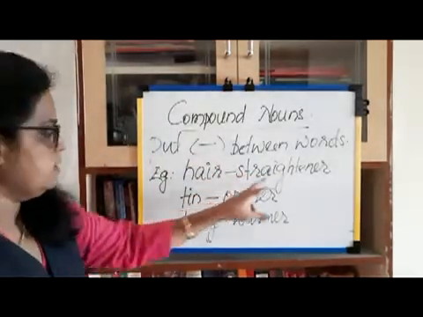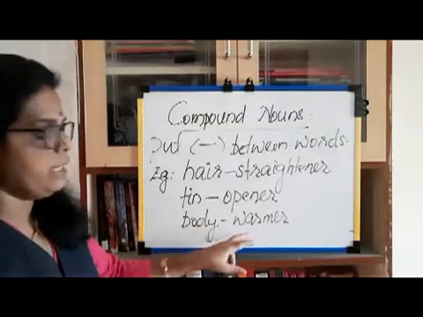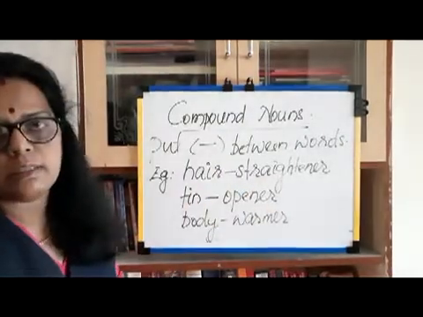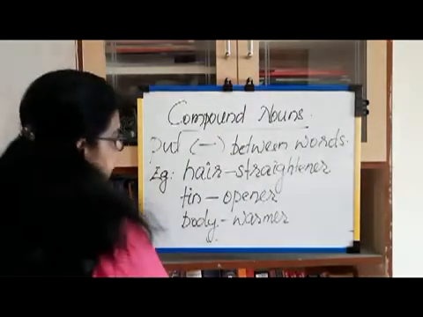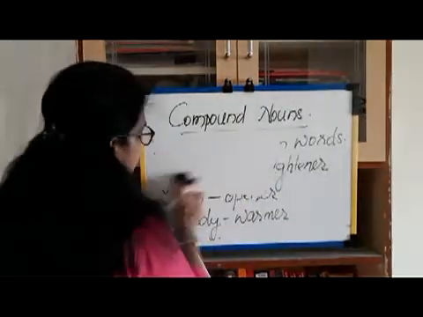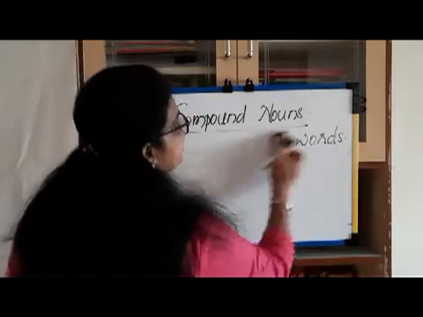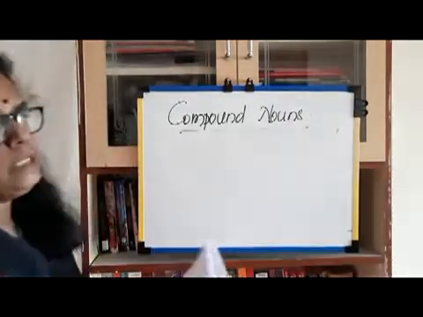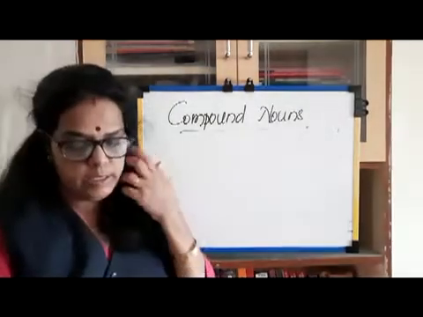And the last is to put a hyphen between the words. This one: hair straightener, tin opener, body warmer. We put a hyphen between the two words. Clear? And see, in compound words we can make some adjectives and verbs. From this we can make compound words.